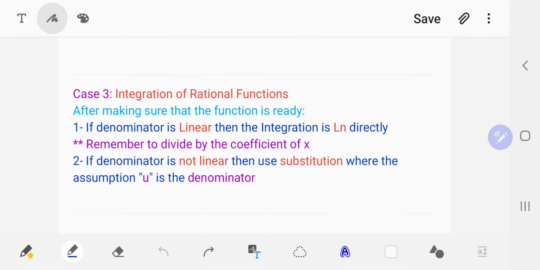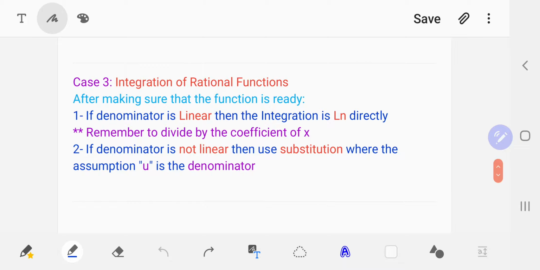Of course, before any integration, as I said before, you have to make sure that the function is ready by taking away powers of denominator, radicals, and identities. Trigonometric functions are also included if they exist in the denominator.